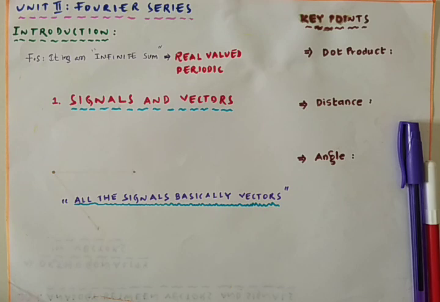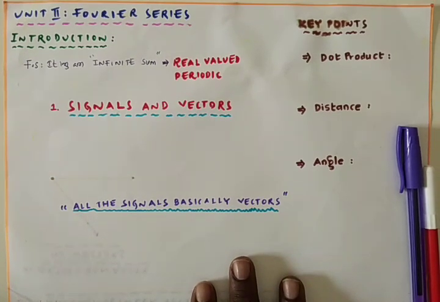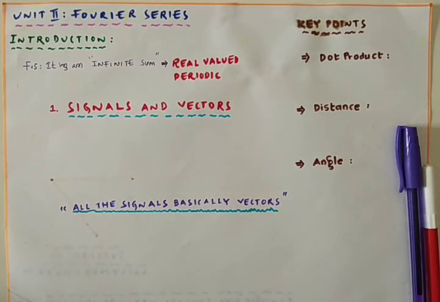That means, if a system response is described by making use of differential equations, that can be solved by the Fourier series. Here the point to note is that in the first unit we studied various types of systems. Some system outputs can be described by making use of differential equations, and those differential equation solutions can be found by the Fourier series.